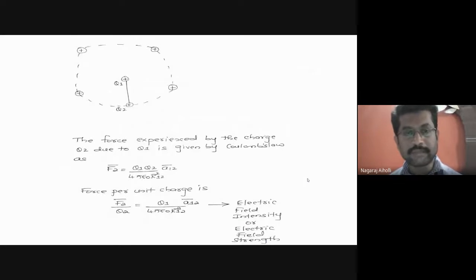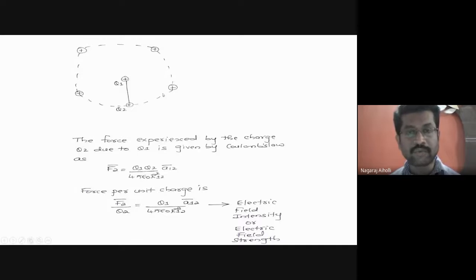Force experienced by the charge Q2. Let us say there is charge Q2. This is the charge which you have placed at the center, it is Q1. Then this charge Q1 will apply a force on Q2. Due to this charge Q1, there is a force acting on the charge Q2. Force acting on the charge Q2 due to Q1.